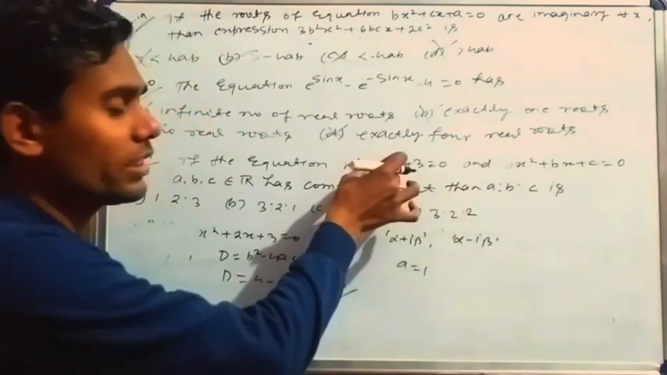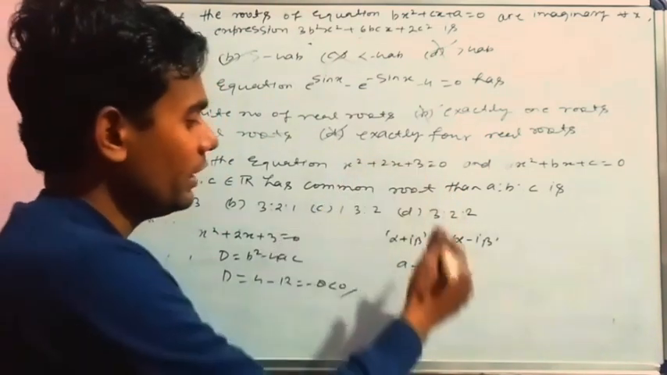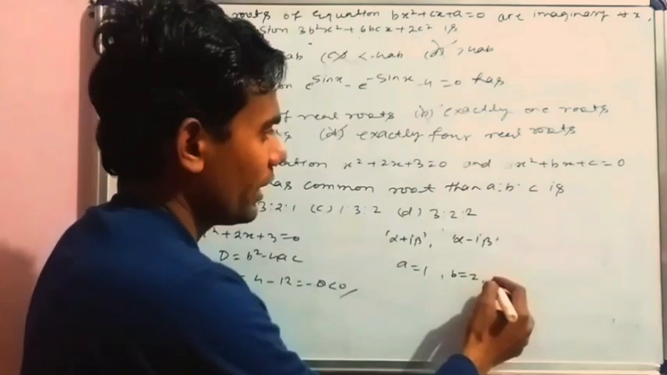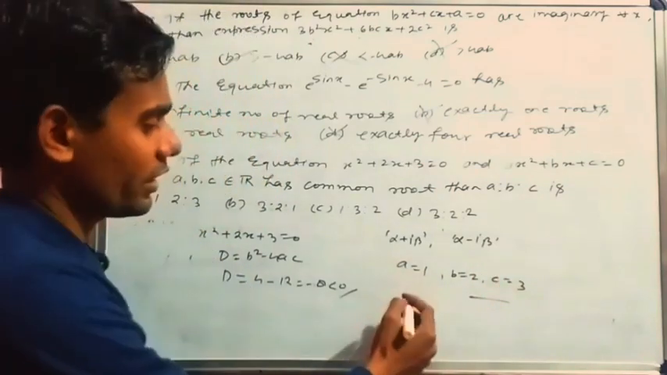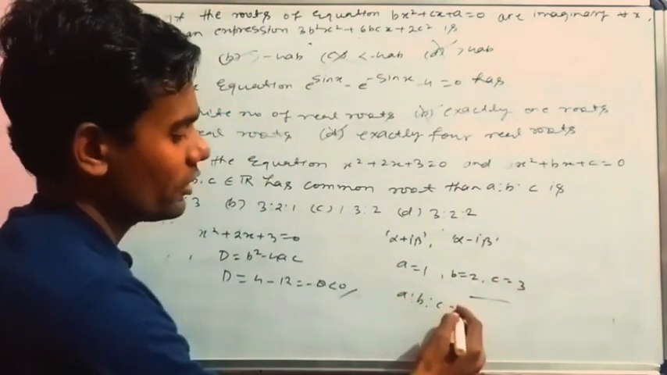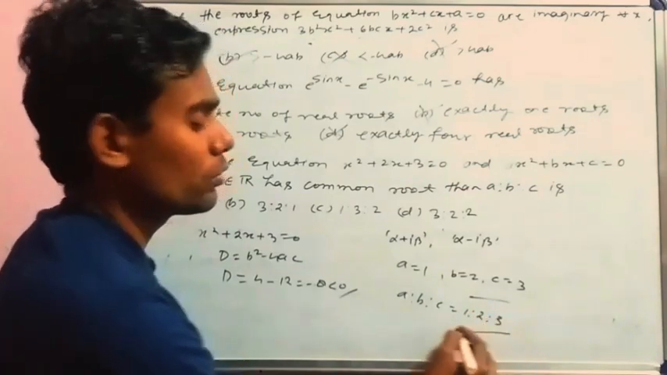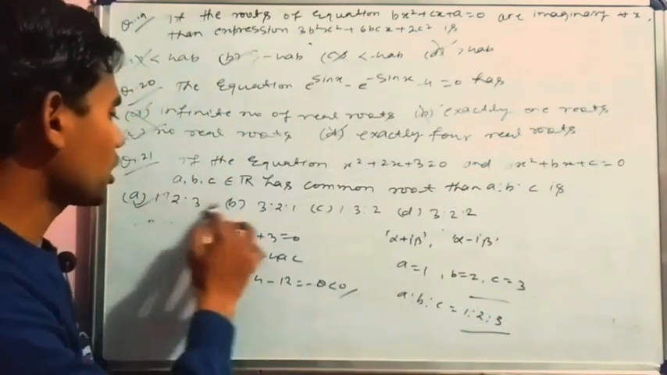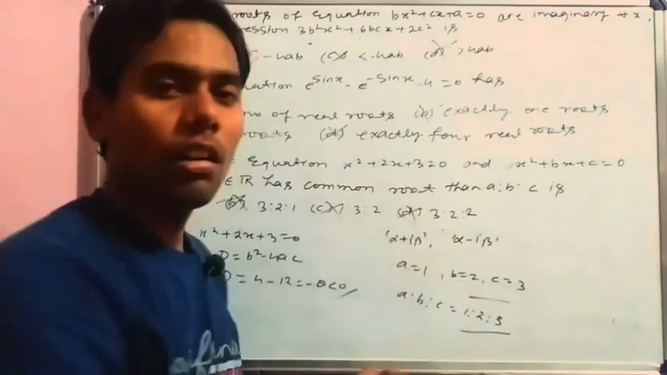If we compare with x square plus bx plus c, then a is equal to 1, b is equal to 2 and c is equal to 3, so the ratio a raised to b raised to c is 1 raised to 2 raised to 3. So 1 raised to 2 means A is the correct option, and B, C and D are incorrect options.